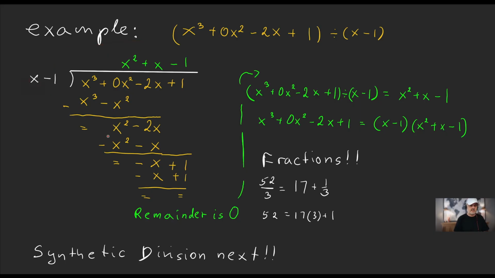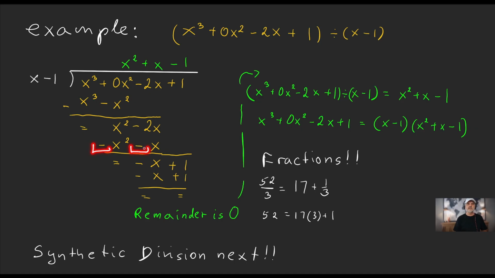X times x gives you x squared. And x times negative 1 gives you negative x. You underline and you subtract. Vertical subtractions, the same degree. So x minus x squared is 0. So you put down right here, instead of writing 0, it's an empty space. And now you have to think of negative 2x minus negative x.